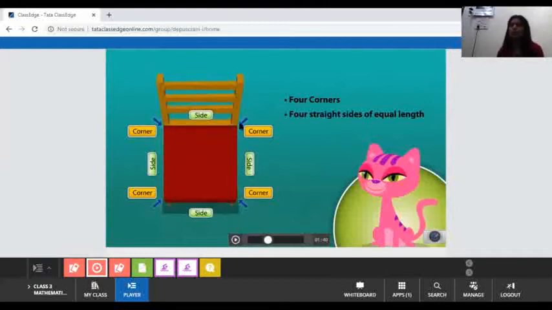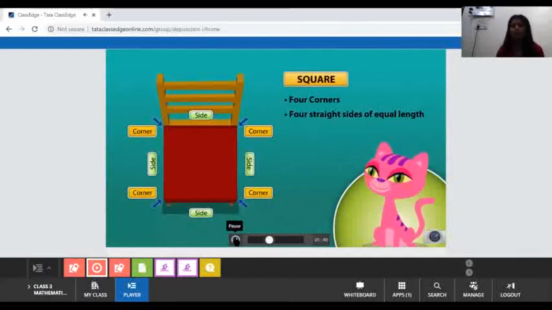So this is a square. All the 4 sides are equal. Okay, children? This is a square. And all the sides are equal. It has got 4 corners. 1, 2, 3 and 4. Now let's move on to the next shape.